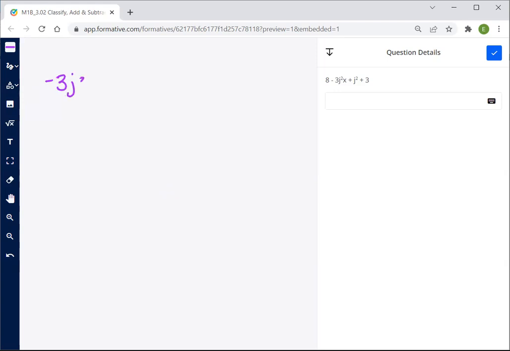So I would put the one with multiple variables first. Okay, then you have plus j squared. And then you can combine your like terms. Okay, so 8 plus 3 gives us 11. And that's what you're going to type in here.